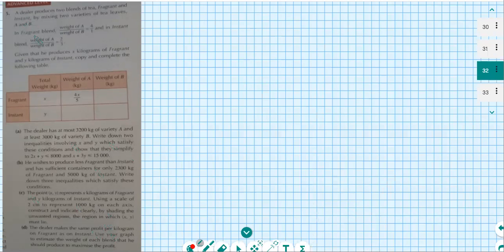Question number 5, the statement is: a dealer produces two blends of tea, fragrant and instant, by mixing two varieties of tea leaves A and B. In fragrant blend, weight of A over weight of B is equal to 4 over 1, and in instant blend, weight of A over weight of B is equal to 2 by 3. So these are the ratios given. Given that he produces x kilograms of fragrant and y kilograms of instant, copy and complete the following table.